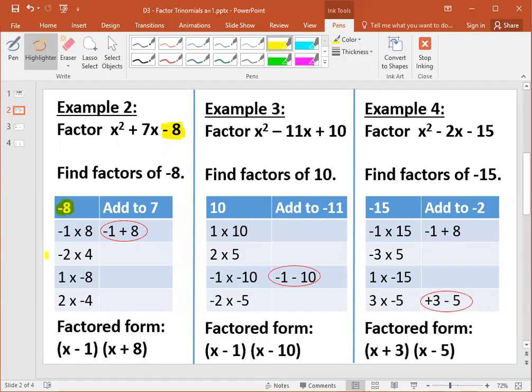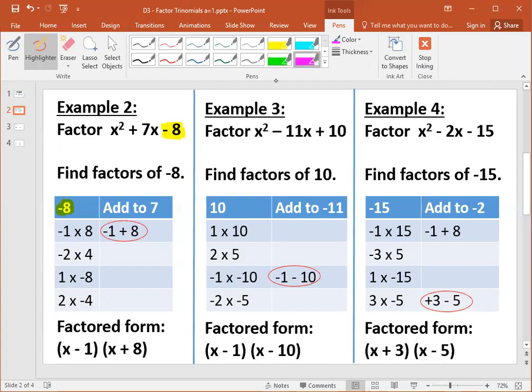When I think about it, negative 1 times 8 is negative 8. Negative 2 times 4 is negative 8. But positive 1 times negative 8 is also negative 8, and positive 2 times negative 4 is also negative 8. So here we have more items in our factor table because we're dealing with the negative number.